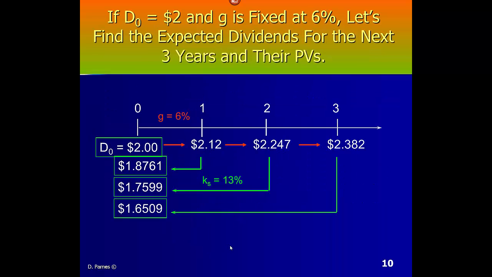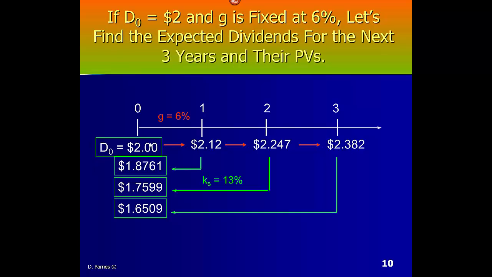Let's see a snapshot over what happens for the first 3 years just to understand the process. Let's say that you observe a company that pays a dividend, current dividend of $2. So this is observable. This is what you see because you just saw it a second ago. And the growth rate is assumed to be fixed at 6% forever. Let's find the expected dividends for the next 3 years and their present values.